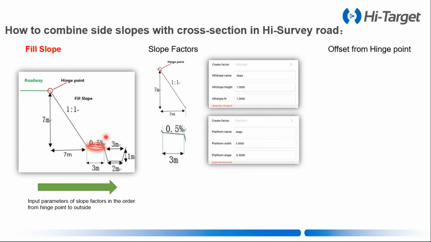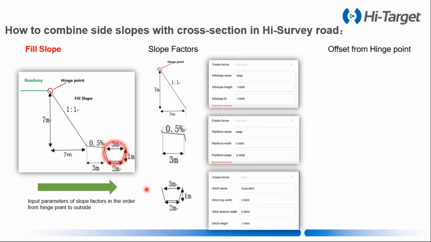After that, the next step is about this stage here. For this stage, we need to input the name and the width of this stage. Here, the width is 3 meters. And also we need to input the gradient about this stage. But in this place, the format is different. The format is the percentage.